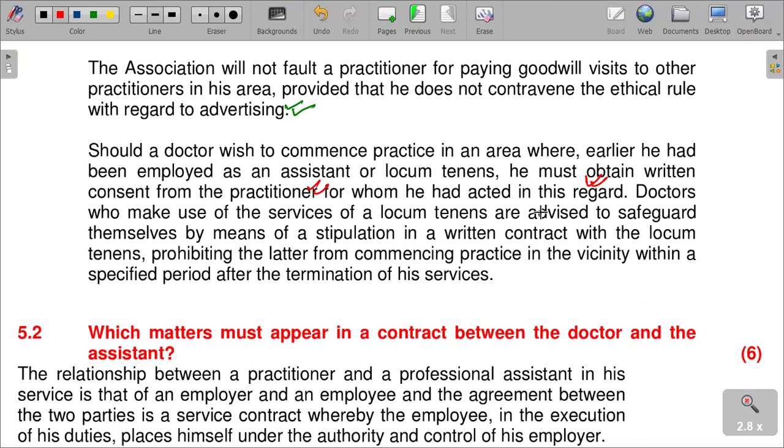The doctor who is to start a practice in the area in which he is practicing must obtain written consent in approval. This is an approval from the patient that he was working from.